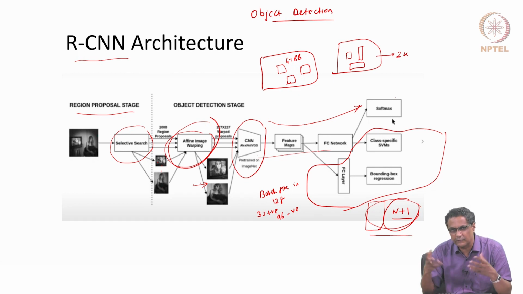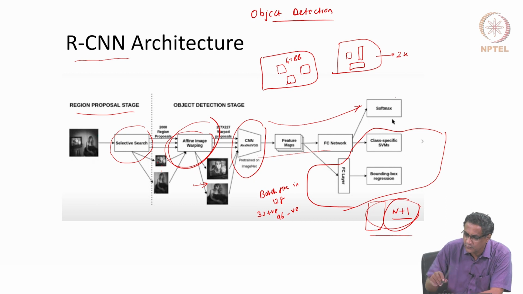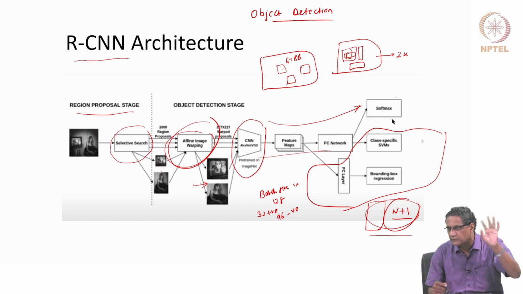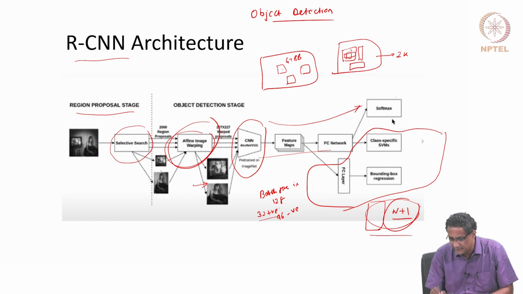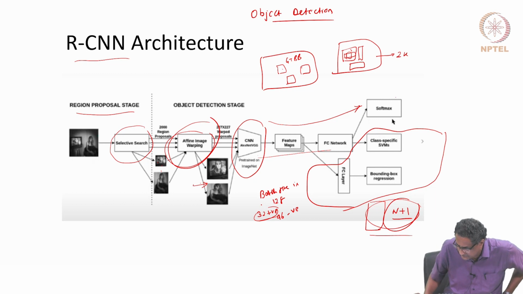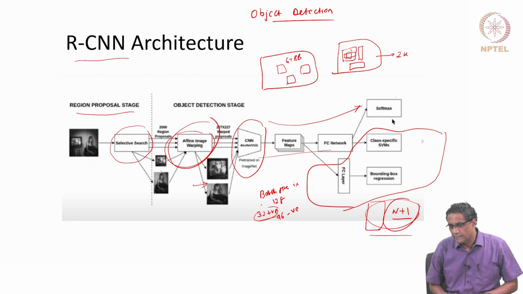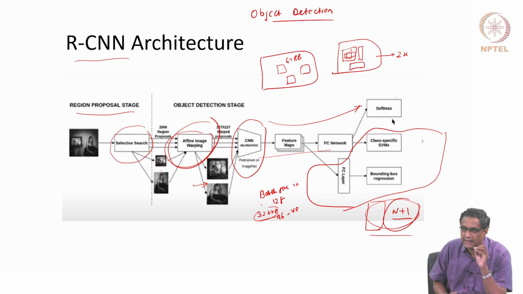Now, when you have a proposal network that is trying to send off all these proposals, when it found something interesting, it would have sent one proposal like this, another proposal like that, so many of them. When you say that there is a certain number of positive proposals, what you really mean is that if you compute the intersection over union of their bounding boxes with the corresponding ground truth box around that region, you will get an IOU which is, I think, greater than 0.5.